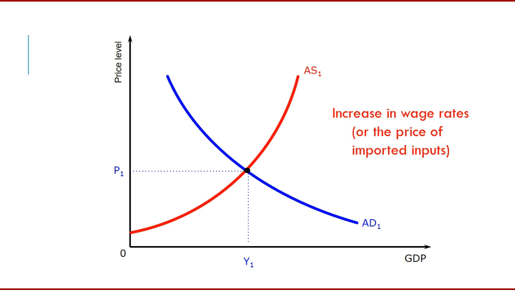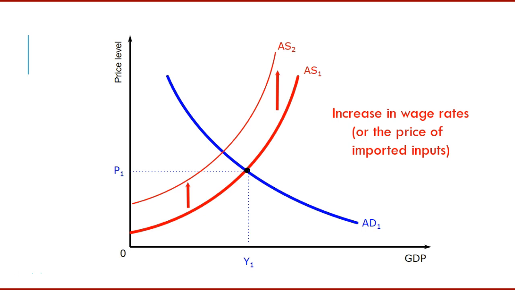The way we would represent that is by shifting the aggregate supply curve upwards vertically, indicating that at any given level of output, any given level of real GDP, the price which suppliers would require in order to have an incentive to supply that quantity to the market would have to increase. So we represent it by shifting the aggregate supply curve upwards, like so.